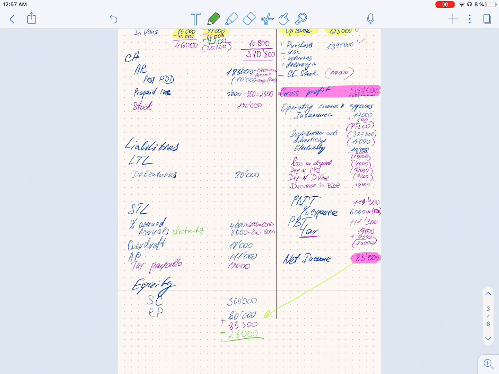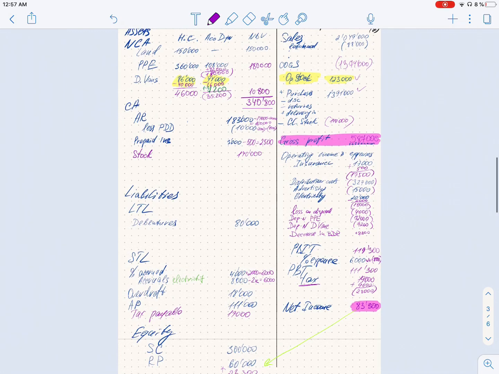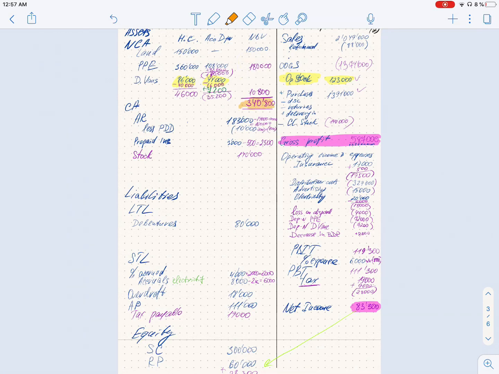The closing retained profit would be, I will change the column, 115,300. And this line should be summed up with share capital, and eventually the total of the equity section is 415,300. And now we can move up, calculating the total current assets. We have calculated before the total non-current assets. Now we have to calculate total current assets, considering all the adjustments made.